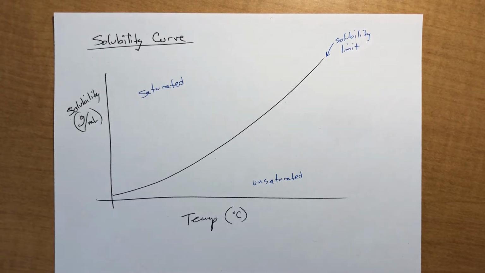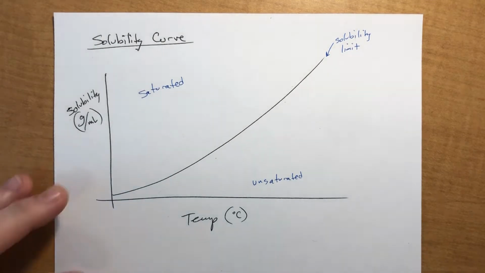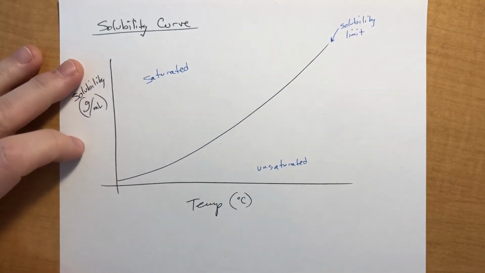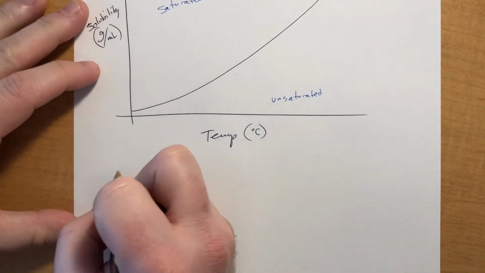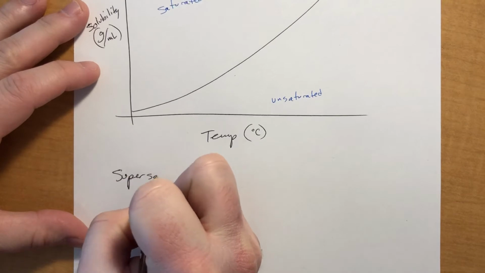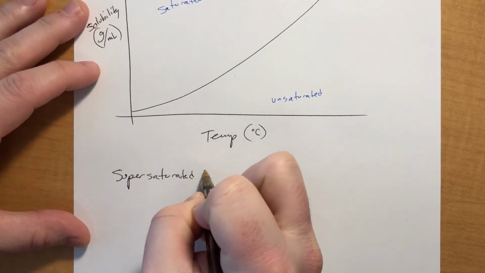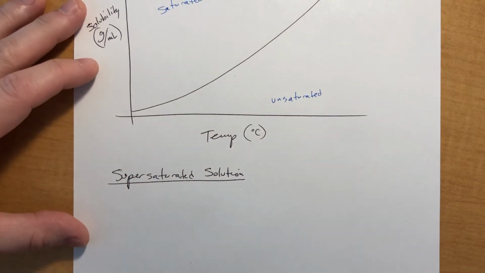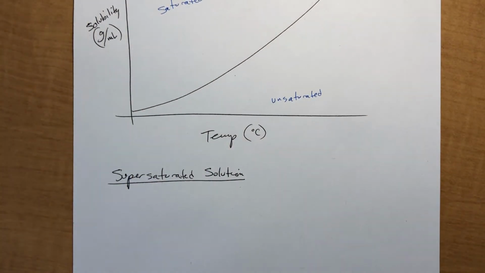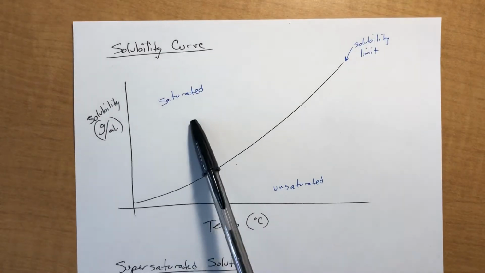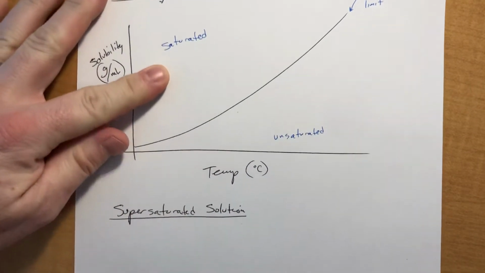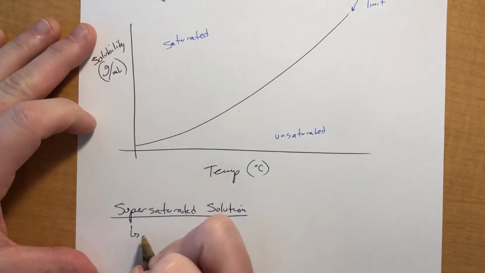This also leads to a few weird concepts I want to talk about. The first is something called a supersaturated solution. A supersaturated solution is when you take a saturated solution, so something above the solubility limit where there's solid particles at the bottom, and you heat it until it all dissolves.